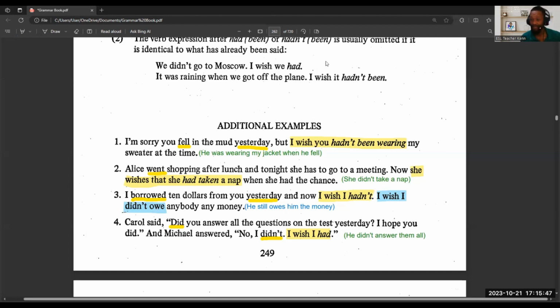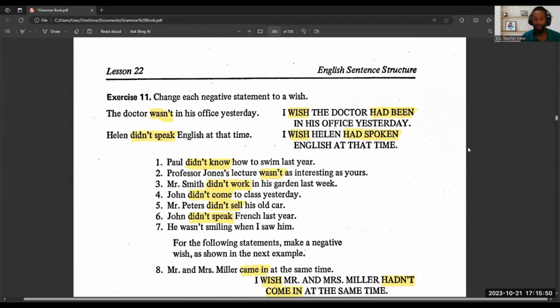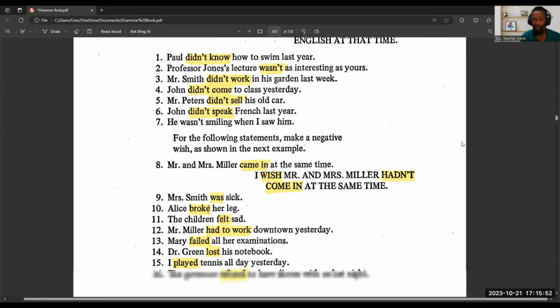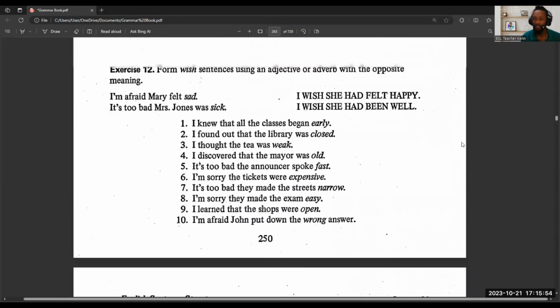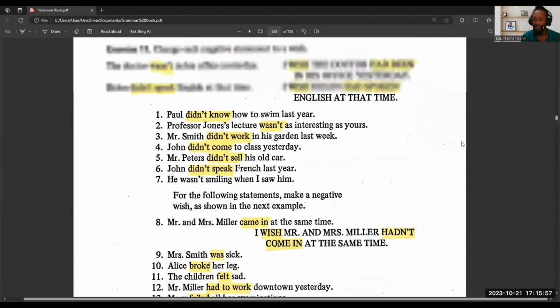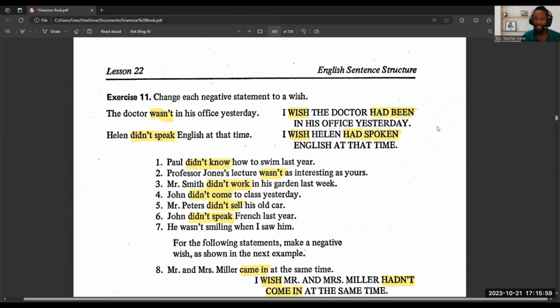Let's go to an exercise to practice this structure. It's right on the next page, page 250 on the physical book, 263 in the PDF document. So I am going to say the situation in simple past, and you are going to wish for the opposite situation in past perfect using had and the verb in past participle. Okay?